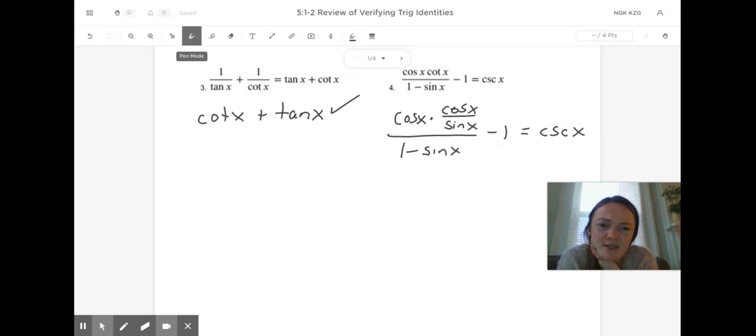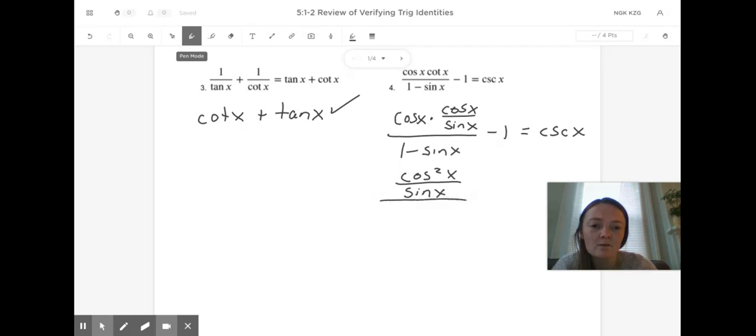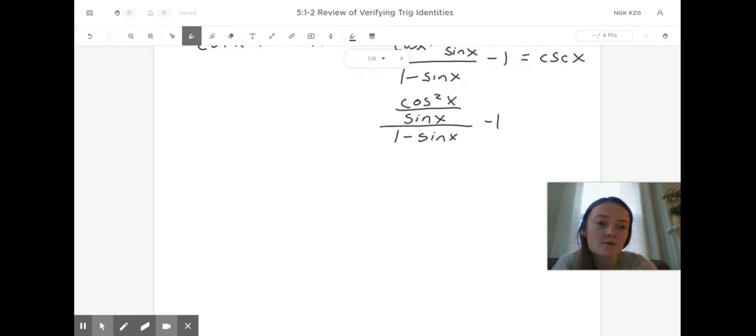Okay, so I have cosine x times cosine x all over sine x. I'm going to rewrite this as cosine squared x all over sine x, all over 1 minus sine x, minus 1. And the question is, does it equal cosecant x? Okay, I'm thinking about this in terms of what I want on the other side. The other side is cosecant of x. Cosecant of x is a sine function, it's the reciprocal of sine, 1 over sine. So it would probably benefit me to change anything on the left side to be in terms of sine.